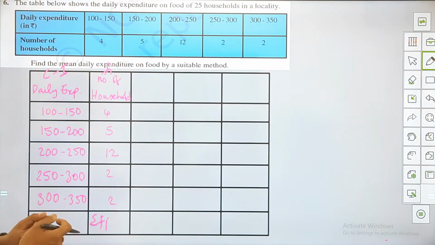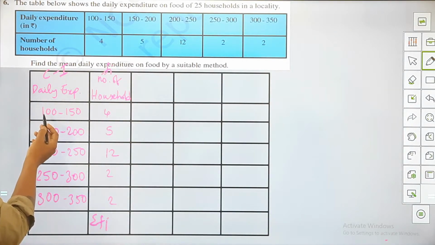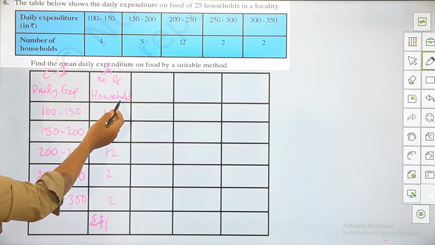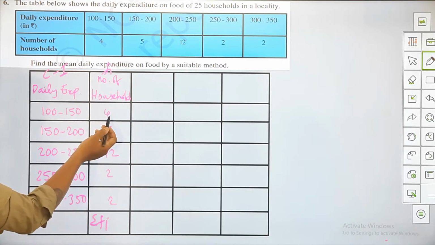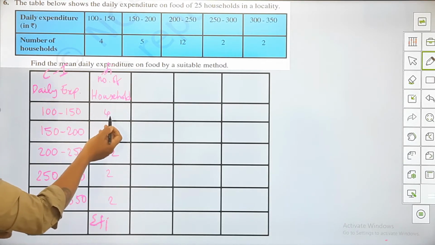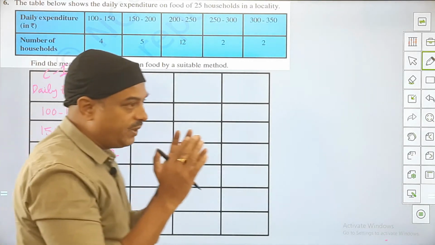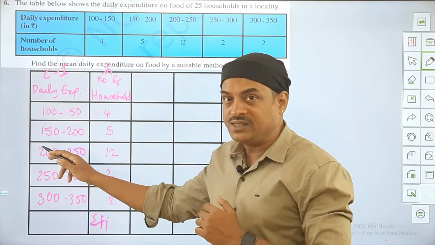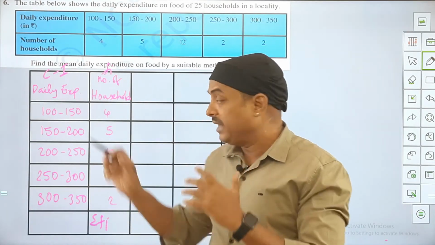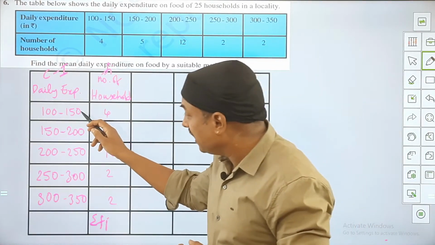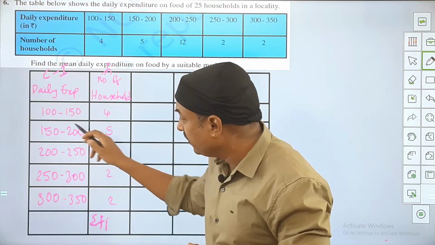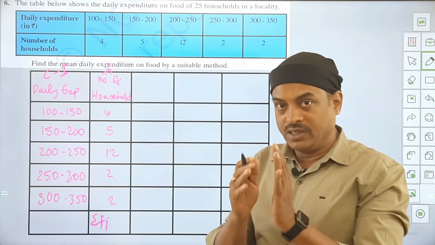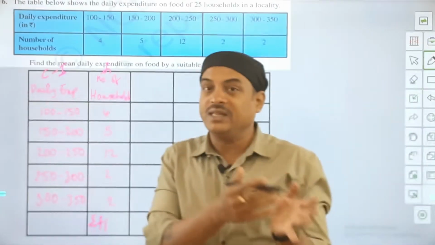The daily expenditures are given. So you can say daily expenditure and the number of households. Suppose there are 4 households whose daily expenditure falls between 100 and 150. There are 5 households whose expenditure lies between 150 and 200, and the table is given like that. And you can see the continuation of the data here, 150, 150, 200, 200. So there is no gap. So we don't have to do an extra step which we did in the previous problem.